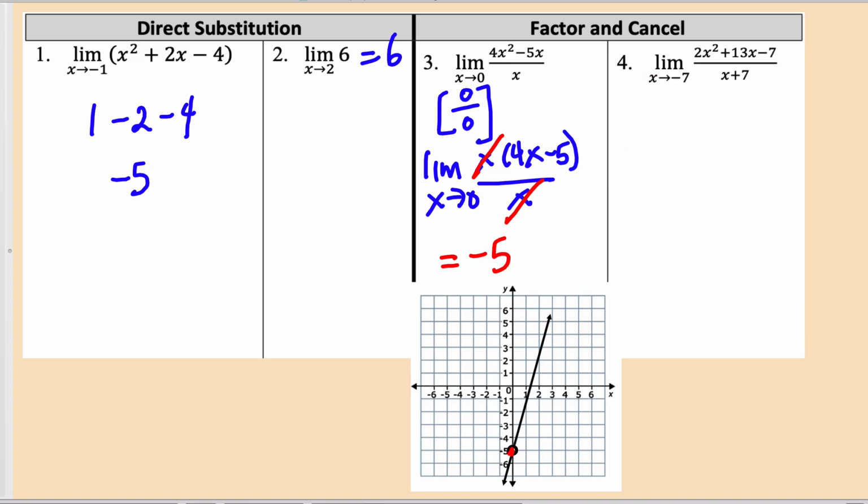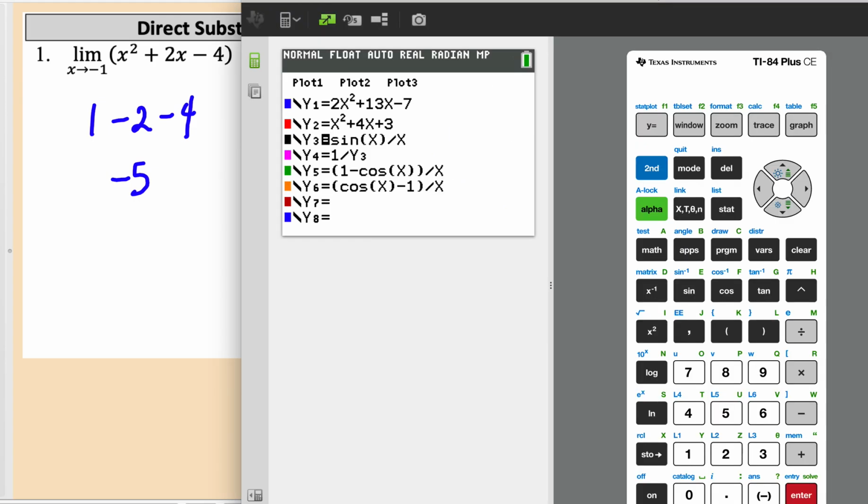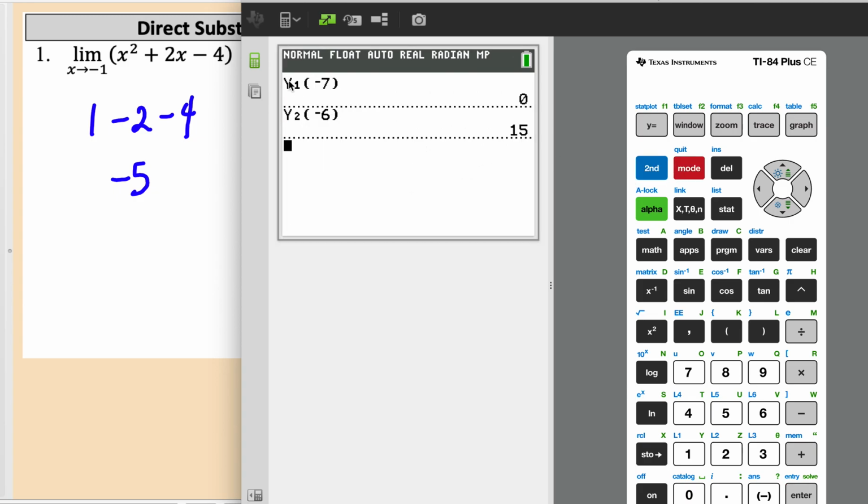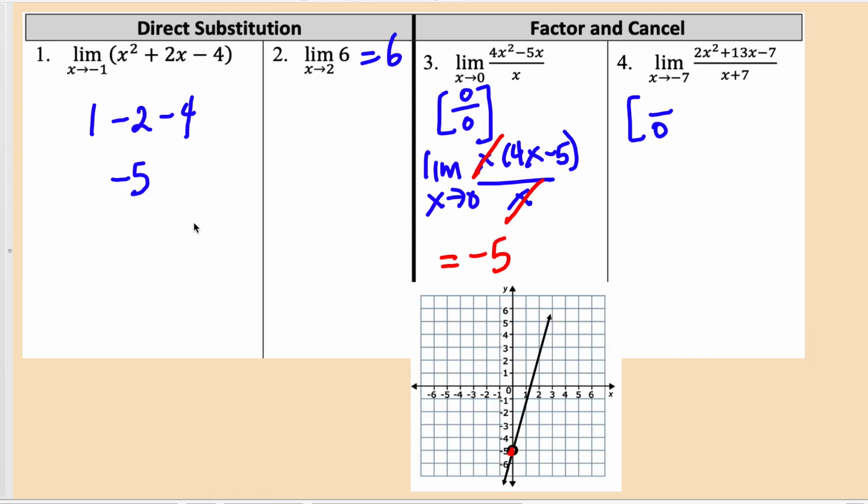Let's take a look at substituting negative 7, that'll be a 0. I'm going to use my calculator, and you can see in y sub 1 I have my numerator there. And when I evaluate y sub 1 at negative 7, I get 0. So I know this is a 0. Okay, this is indeterminate form, which means don't give up. See if you can manipulate it.